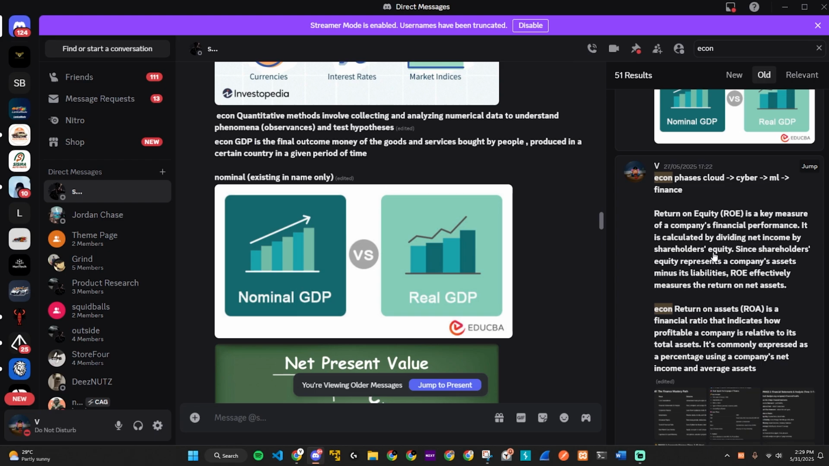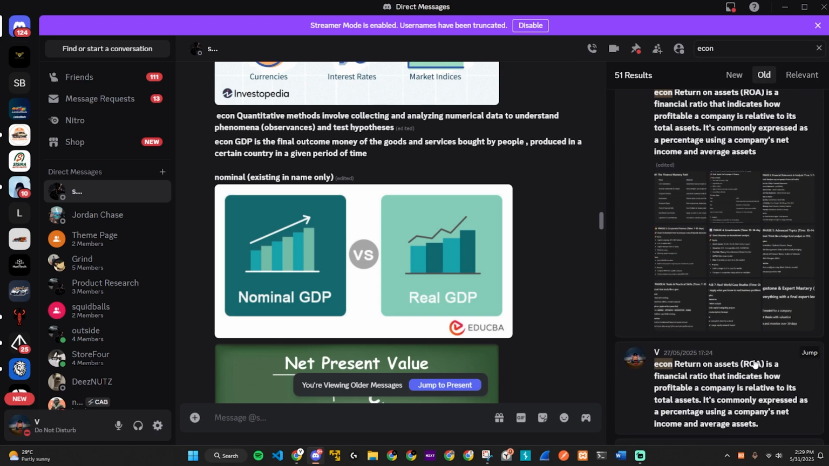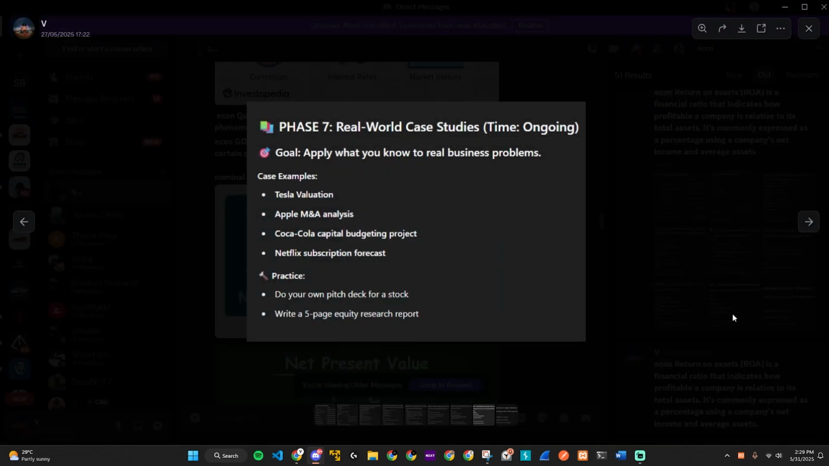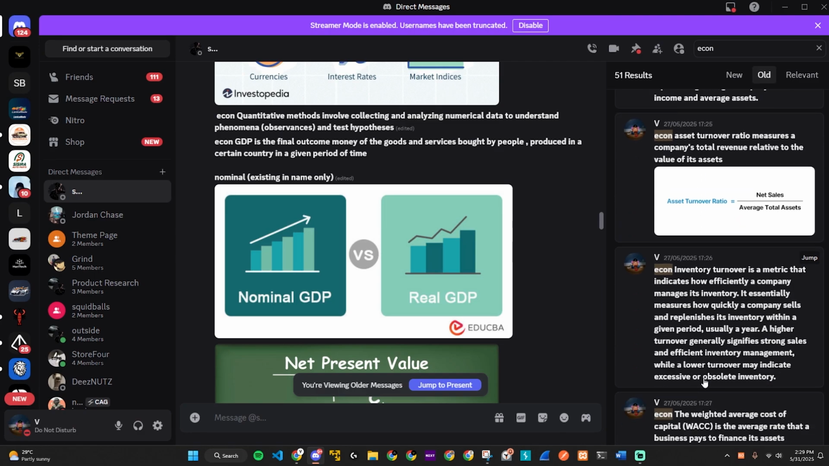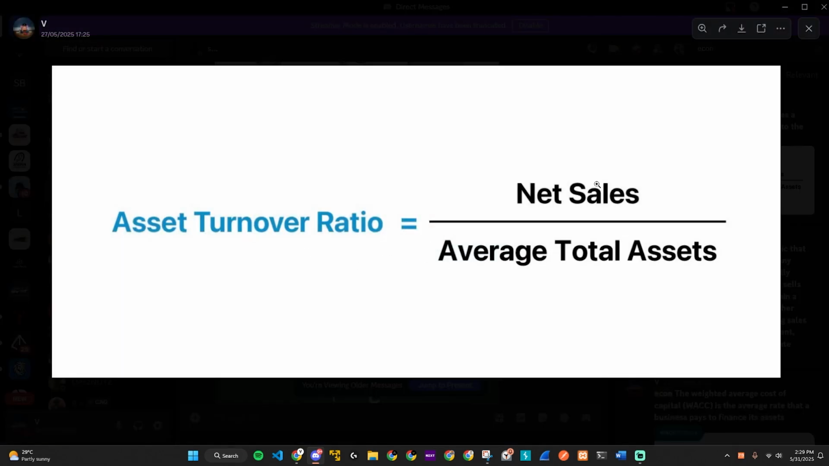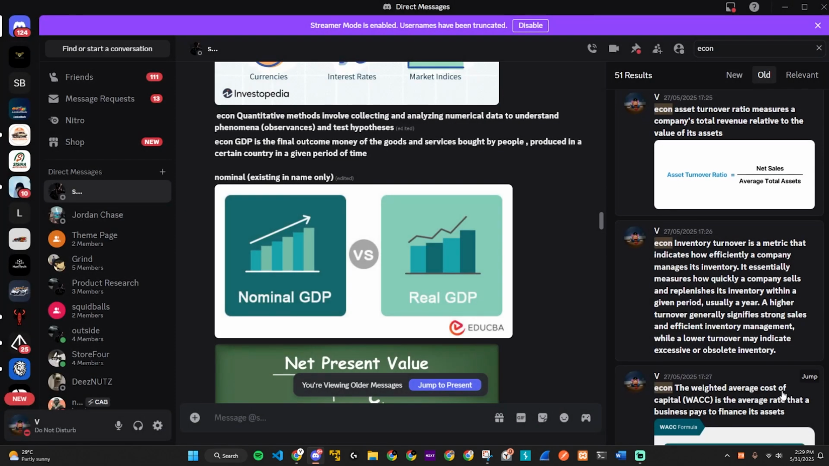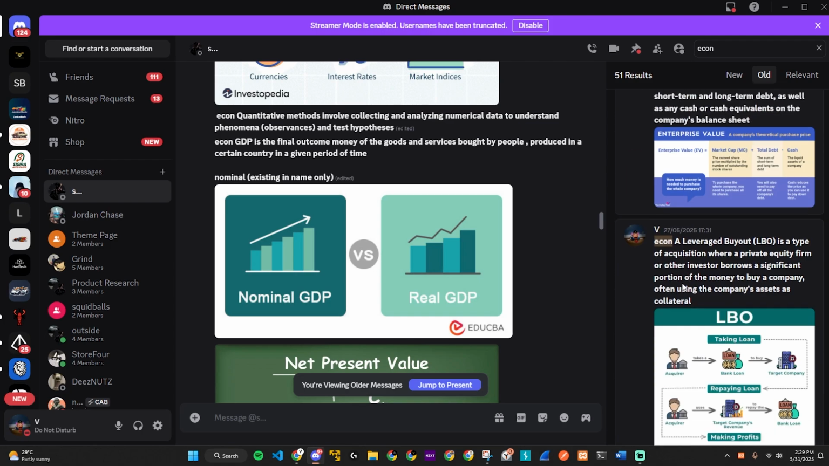So, okay, return on equity, right? ROE effectively measures the return on net assets. Return on assets is a ratio that indicates how profitable a company is relative to its total assets. It's commonly expressed as a percentage using a company's net income and average assets. Cool, interesting. So let's move on. Asset turnover ratio is net sales over average total assets, right? Inventory turnover, right? So let's move on.